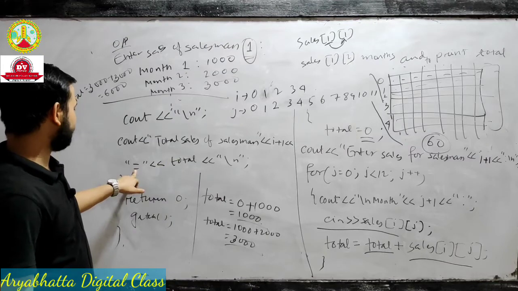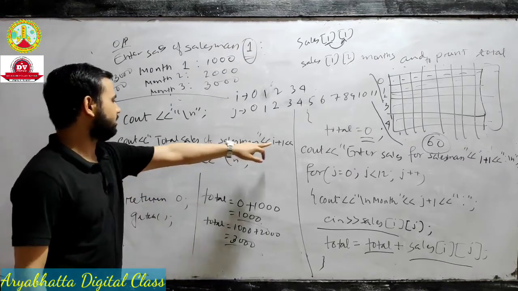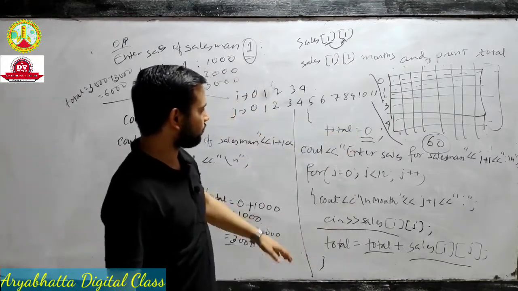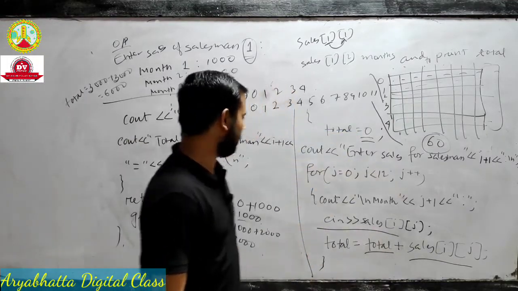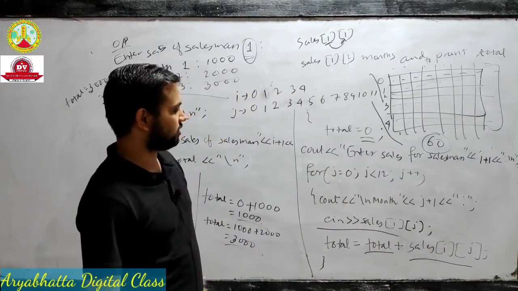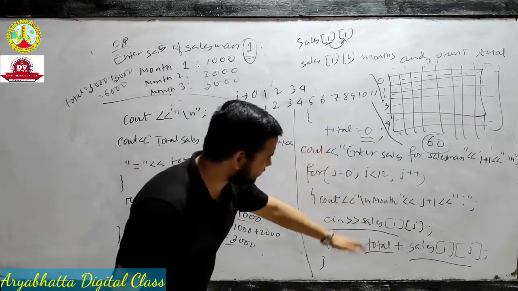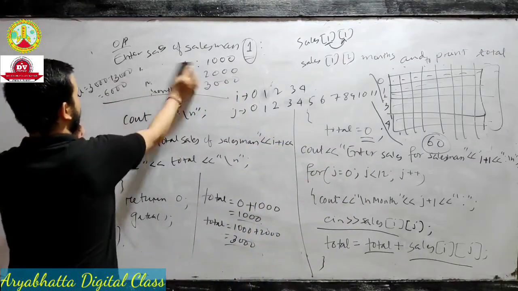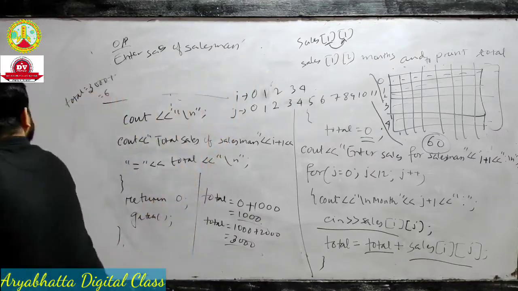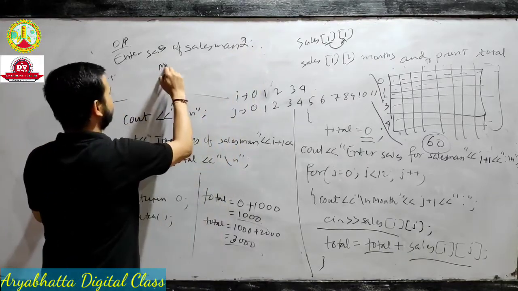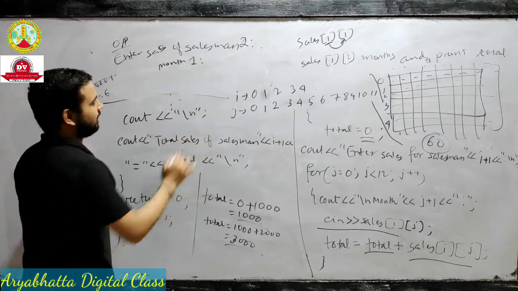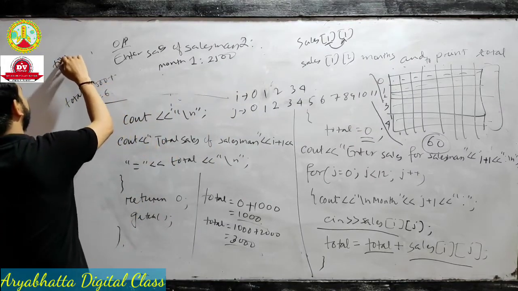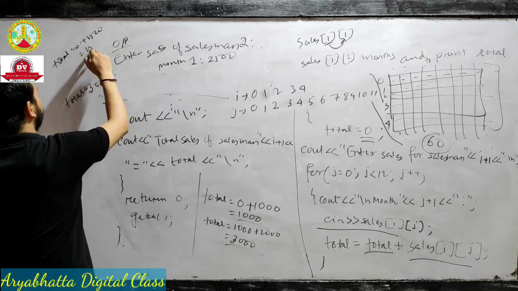This is for designing purposes. Total sales of salesman 1 is equal to the total value. Again it goes to this loop. Again enter sales for salesman 2, because the second is salesman 2. Again his value comes. Again initialization, total is 0. Suppose for month 1 he sells 2500. The total is initially 0 plus 2500 means 2500.